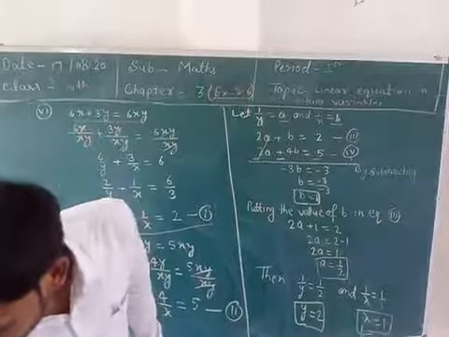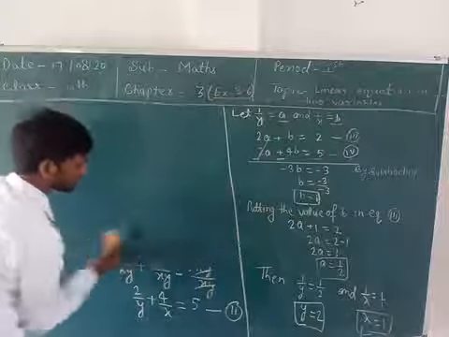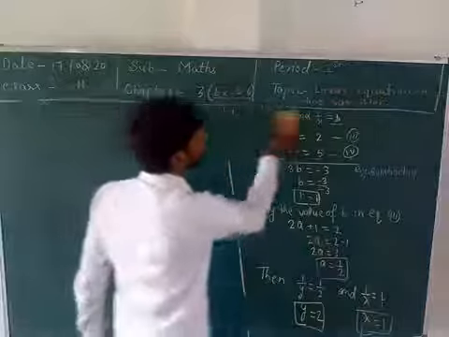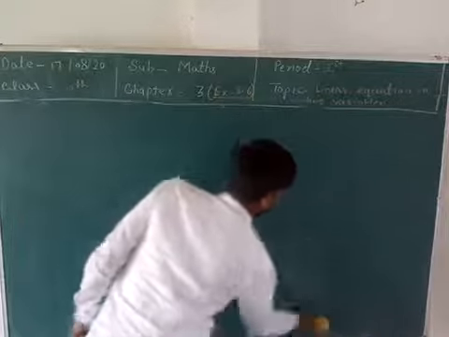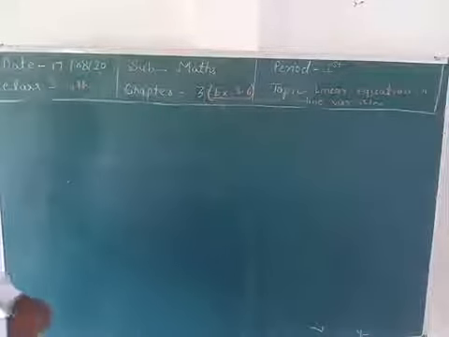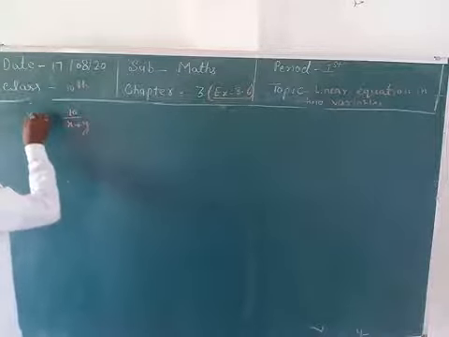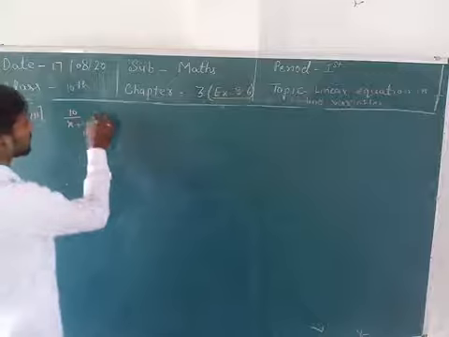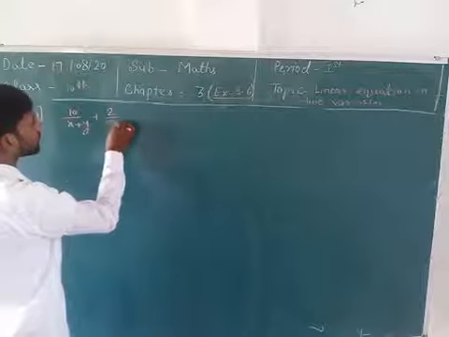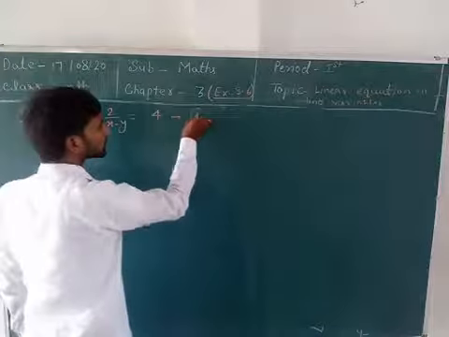So in the next question we have question number 7. In question number 7 it is given 10 upon x plus y plus 2 upon x minus y equal to 4. This is equation 1.